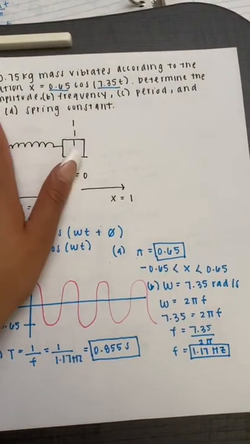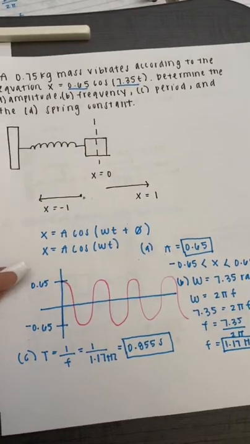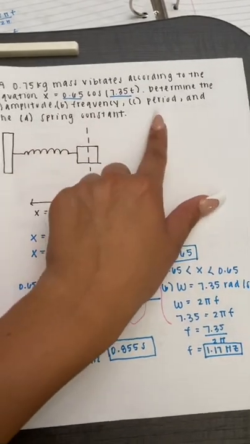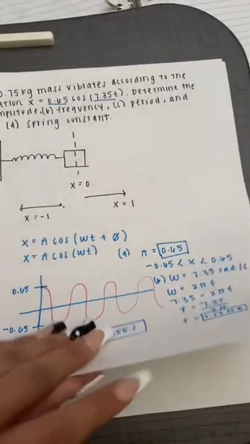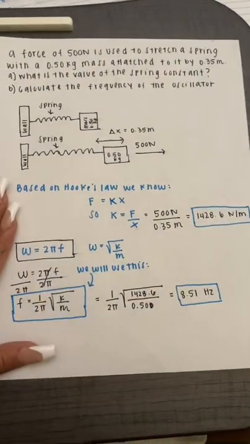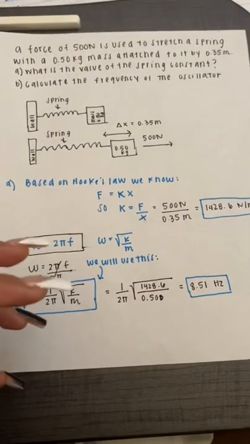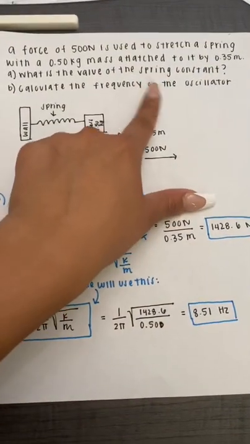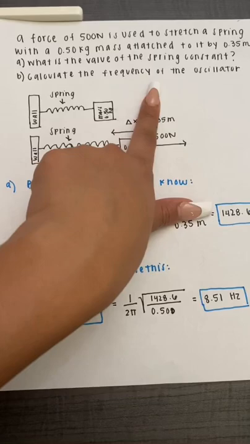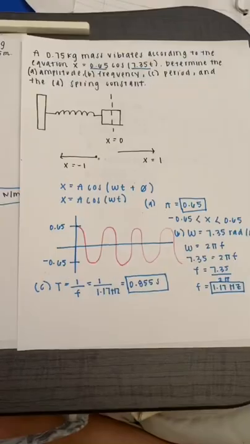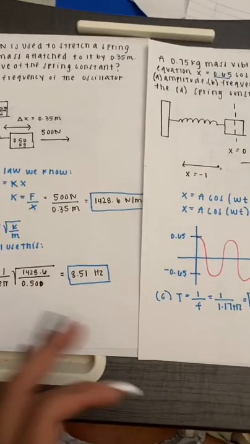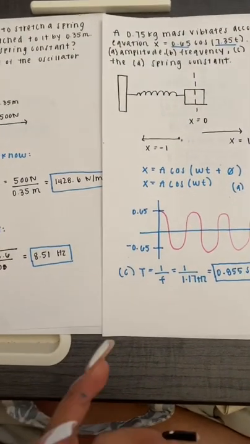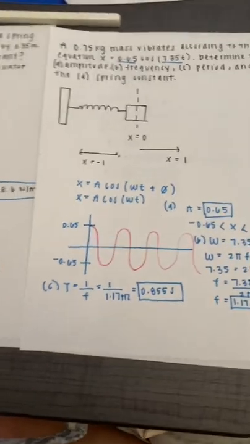So from this problem, you were able to understand how to use the formulas that we learned throughout this chapter to solve for the amplitude, frequency, period, and the spring constant. Also, from the previous problem, I showed you a simpler version, I feel. We were also able to learn how to use these formulas to solve for the spring constant and calculate the frequency of the oscillator. Hopefully both these problems gave you a good understanding of all the formulas you need in order to solve problems involving oscillatory motion.